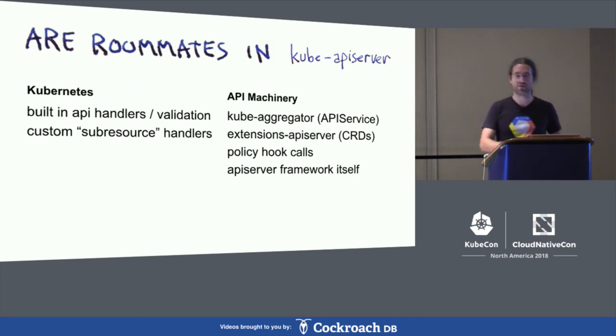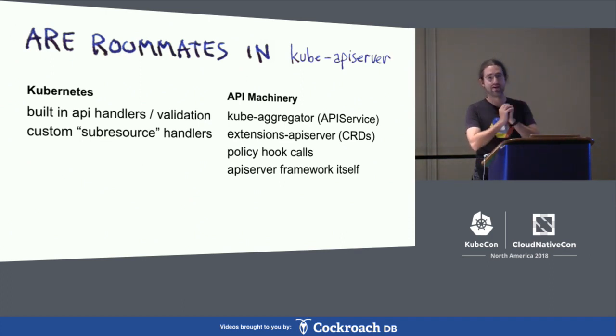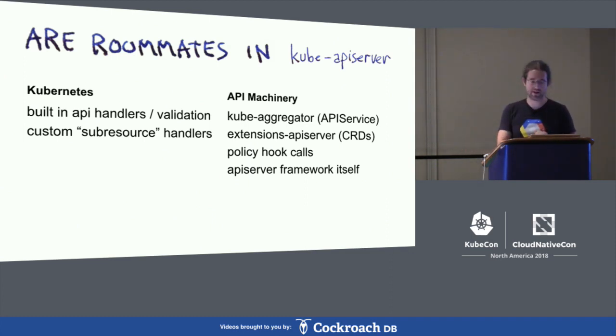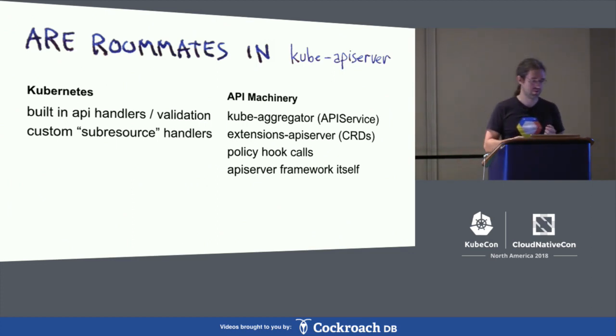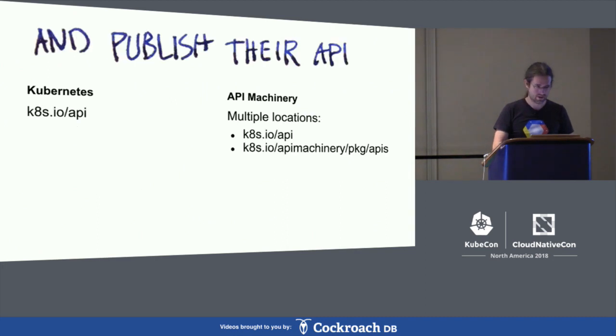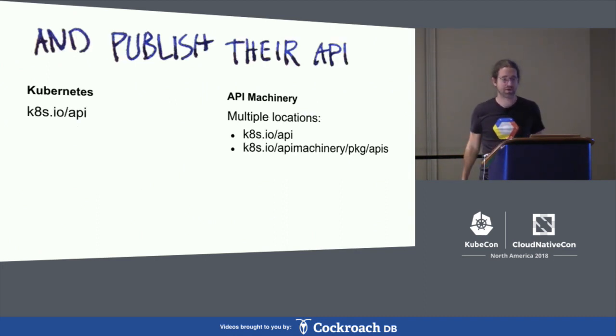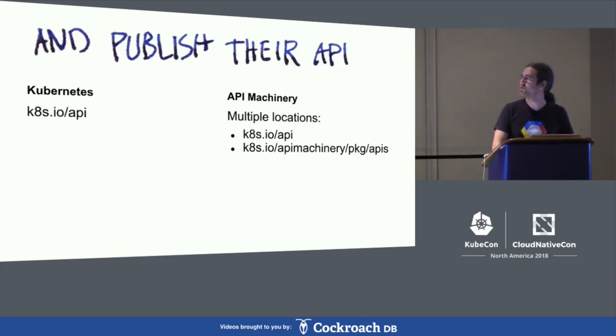API machinery, on the other hand, we own the aggregator, which is like the front door of API server, the thing that serves the CRDs, the policy hook calls, the entire framework around which you insert your resource handlers into. So we own large parts of it, and it's kind of like mixed together. Everybody publishes their API. API machinery, unfortunately, publishes in the same place as Kubernetes. But we also have some meta stuff in another place.